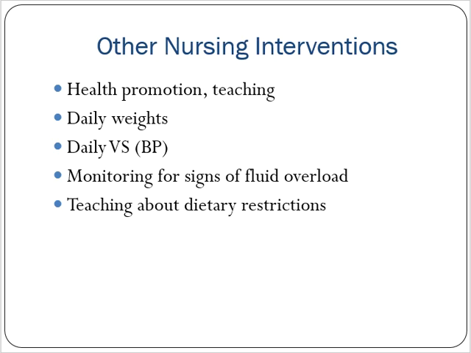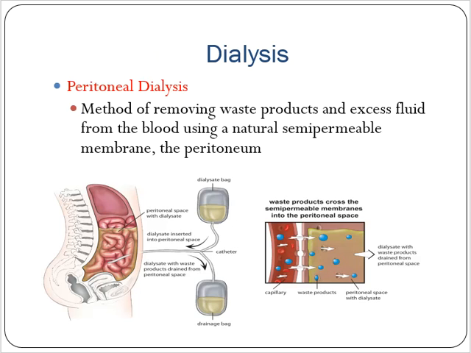If a patient gets to the point where their renal function is declining and their electrolytes are quite abnormal, the patient may need dialysis. There are two types of dialysis that are common to the kidney patient: peritoneal dialysis and hemodialysis. Peritoneal dialysis is a method of removing waste products and excess fluid from the blood using a natural semi-permeable membrane, also known as the peritoneum.